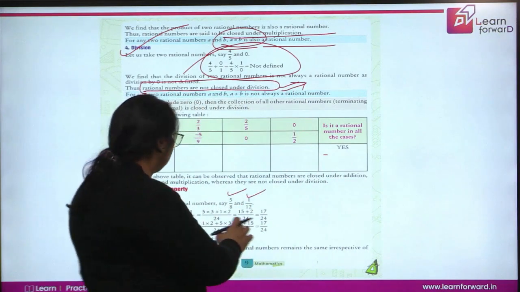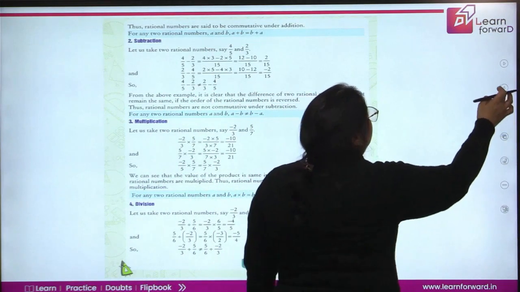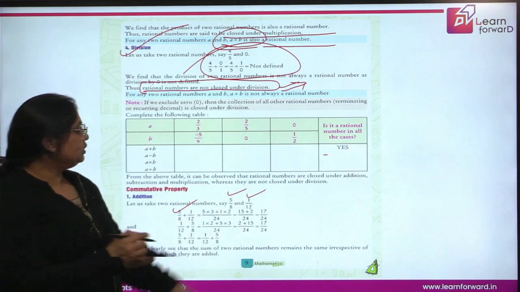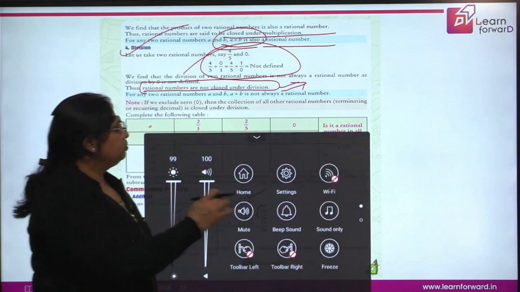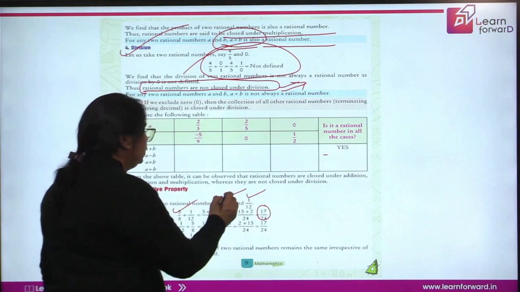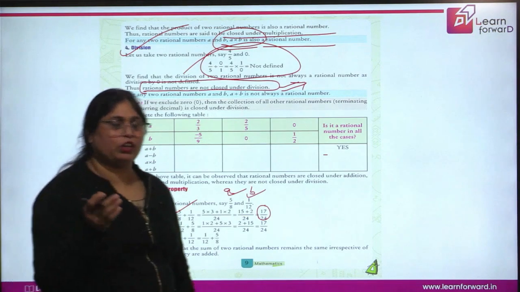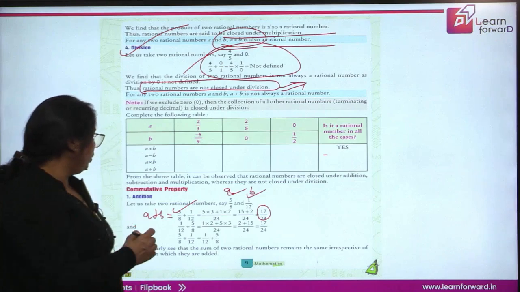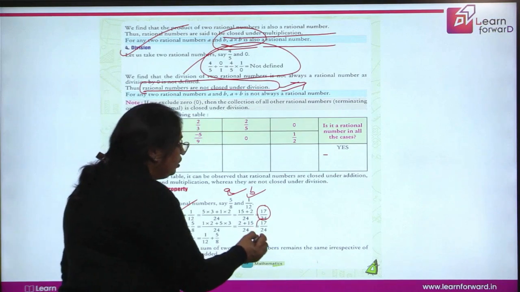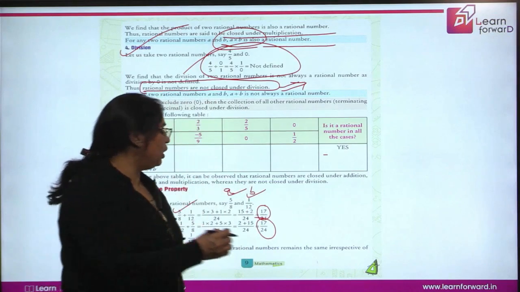Here we are taking two examples again, as I have told you. These are the two examples we are taking, and you can see this is 17 upon 24. If we are adding A plus B, this is my A, this is B. A plus B is equal to 5 upon 8 plus 1 upon 12, which is 17 upon 24. For the second case, I am taking B plus A, that is also 17 upon 24. So these two are similar.